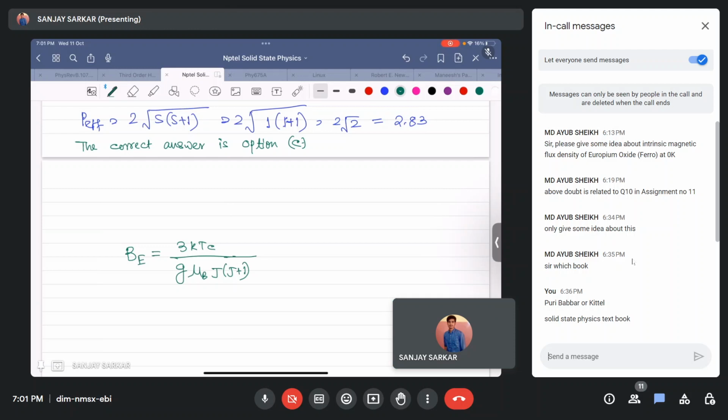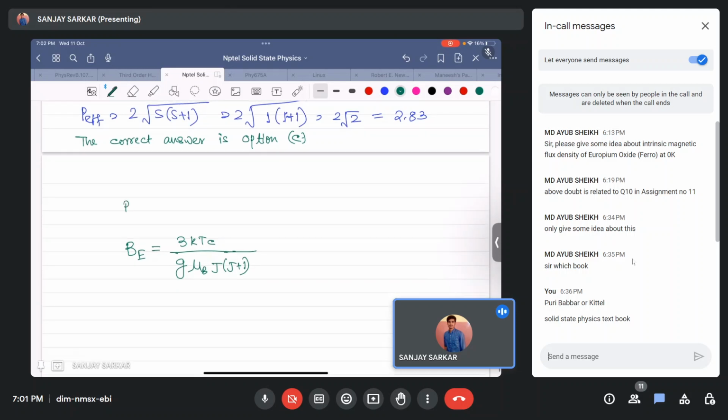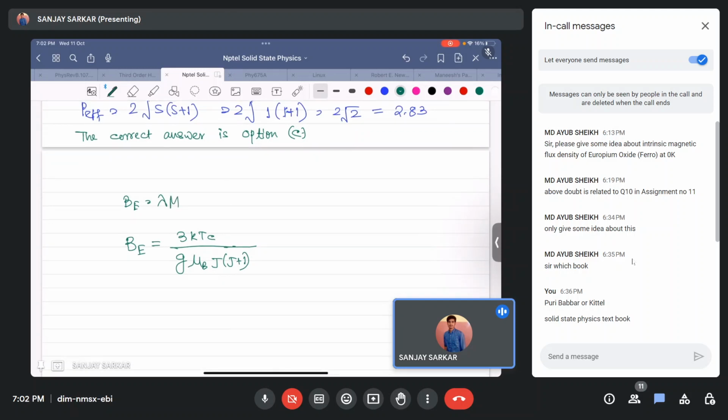Okay, sir. So that was the question, right? To find the intrinsic flux density. So Be is equal to lambda into m. At 0 Kelvin, that is the saturation magnetization, and this formula will be lambda into n into j into g mu b. Since lambda is not given, you can replace this by the other equation.